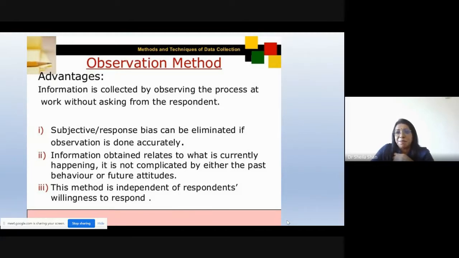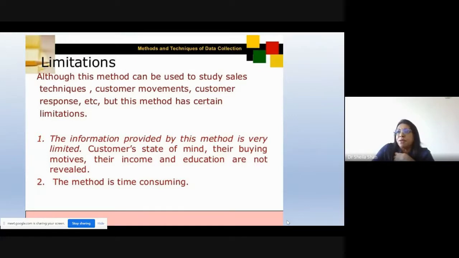So you're not judging the person from past or future attitude, and this method is independent of the respondent's willingness to respond. Maybe you wait a few months and the person never shows any wanted behavior, which is also possible. Limitation: although this method can be used to study sales technique, customer movement and customer response, it has certain limitations. Customer state of mind, buying motive, income and education are not revealed. We don't know whether the subjects we are studying are relevant to our study or not. The method is time consuming.